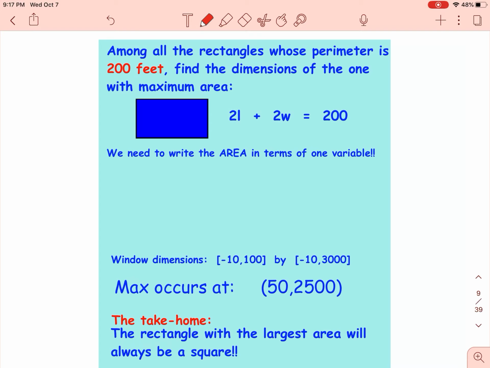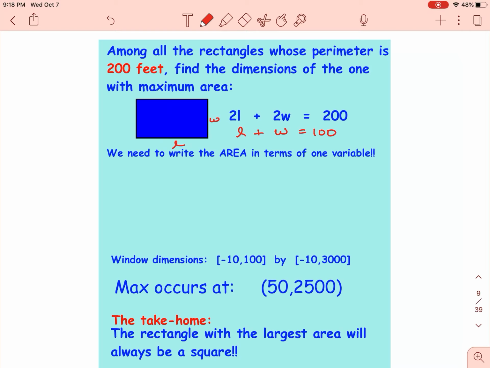Here's a couple of little word problem examples. Among all rectangles whose perimeter is 200 feet, find the dimensions of the one with the maximum area. So we know that 2L plus 2W is 200, because that's how we find the perimeter. It's L plus W plus L plus W, so there's 2 L's, 2 W's. But if 2L plus 2W is 200, then 1L plus 1W is going to equal 100. In other words, multiply both sides by 1/2.